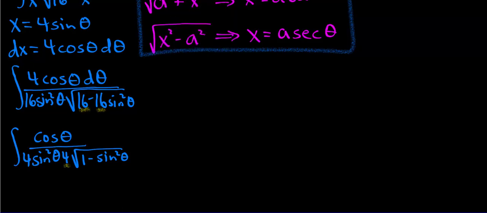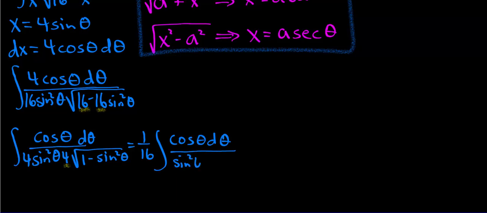Okay. So now let's see what we've got here. We've got 1/16 out front, and I've got cosine theta d theta. I guess I forgot the d theta over here. Sorry about that. And then I've got sine squared theta. And in place of this 1 minus sine squared theta in the radical, let me just put cosine squared theta.